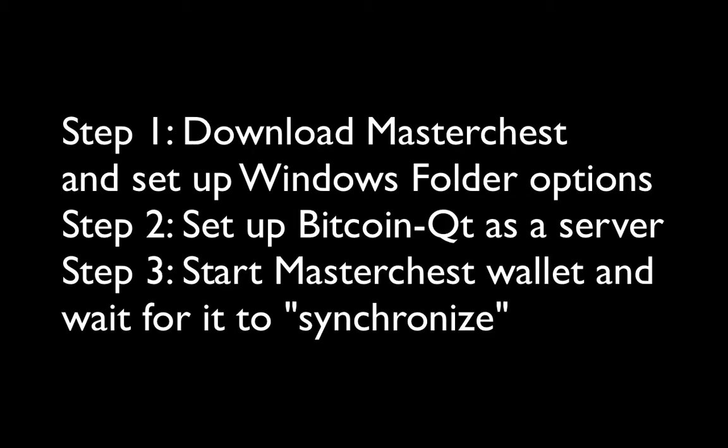There are 3 steps in the procedure. The first one is downloading Masterchest and setting up the Windows folder options. Step 2, setting up Bitcoin Qt as a server. And step 3, starting Masterchest and waiting for it to synchronize. So let's start with step number 1, downloading Masterchest and setting up the Windows folders option.